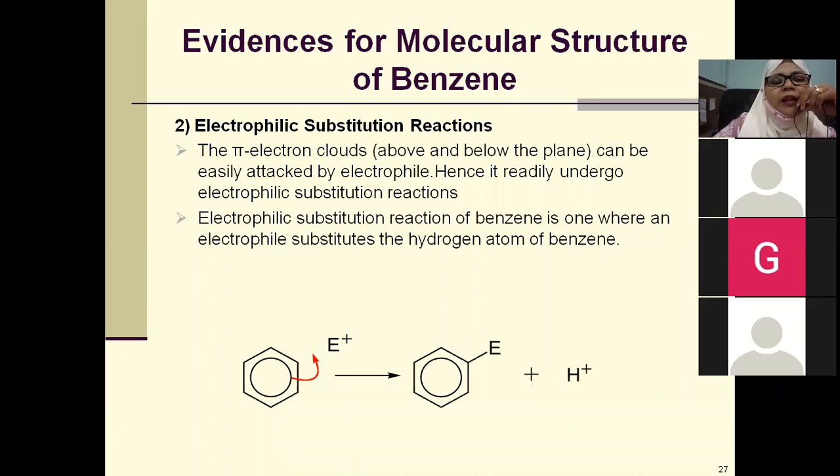In this way, this is the electrophile, and the electron cloud at the top and bottom is going to attack this electrophile, and the electrophile will get attached to this carbon atom and hydrogen will be replaced. So hydrogen will go out as H plus ions. Okay. So this is one evidence to show that it contains this molecular structure.